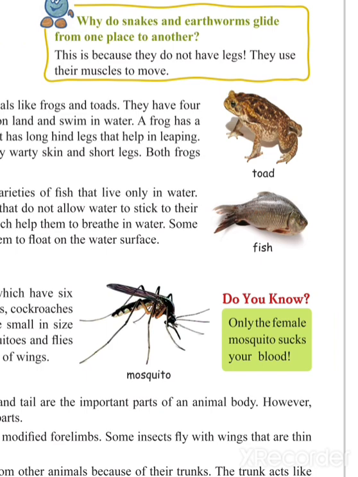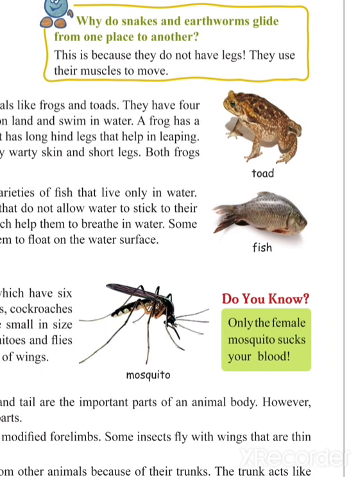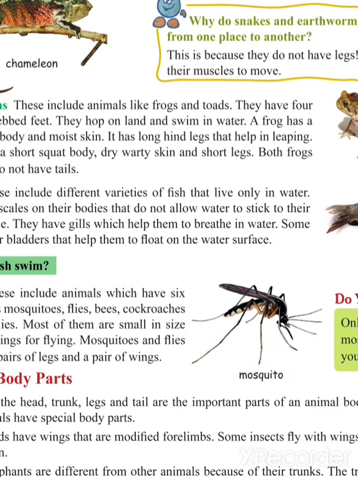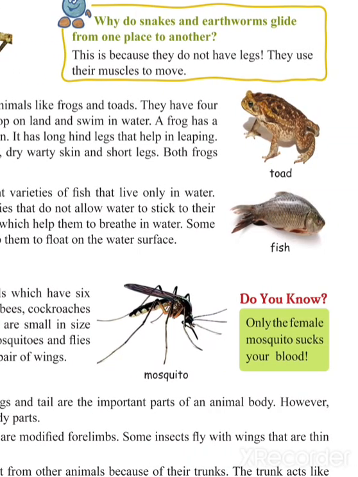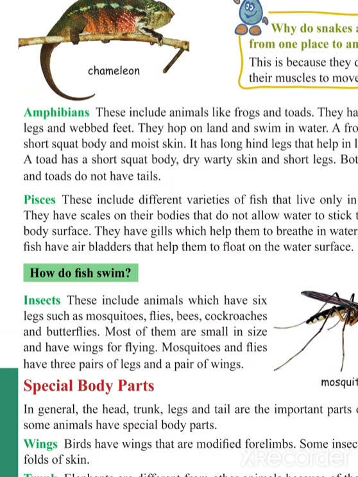Now, do you know the mosquito which bites us is only female mosquito? They suck the blood from our body. Now, why do they suck the blood? They suck the blood which is food for their eggs to develop their eggs.